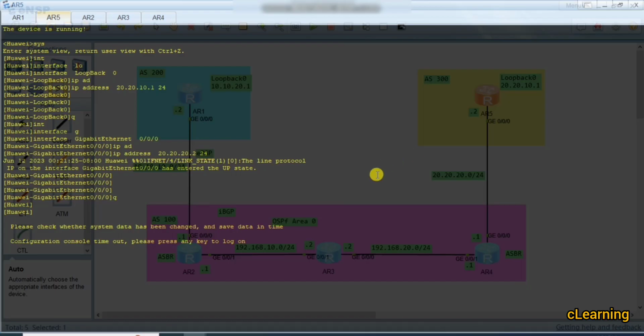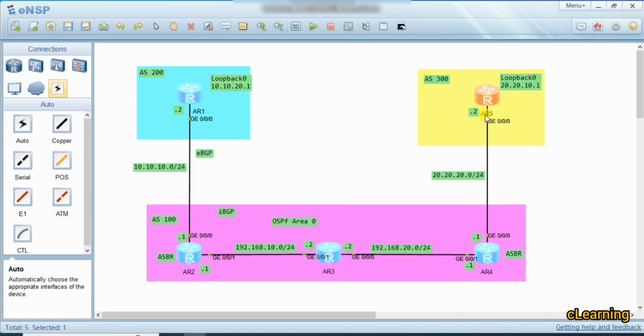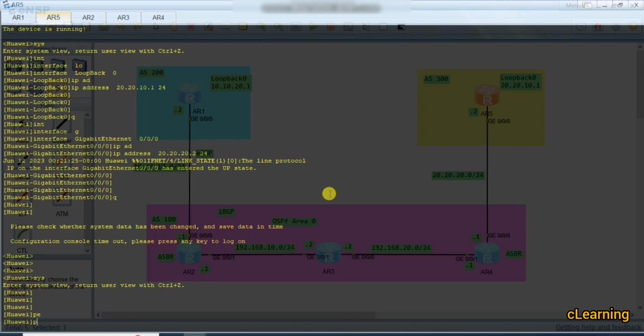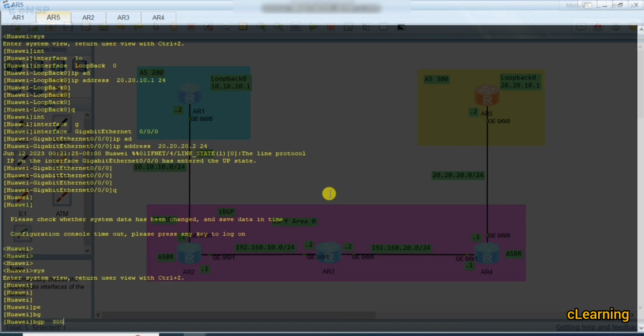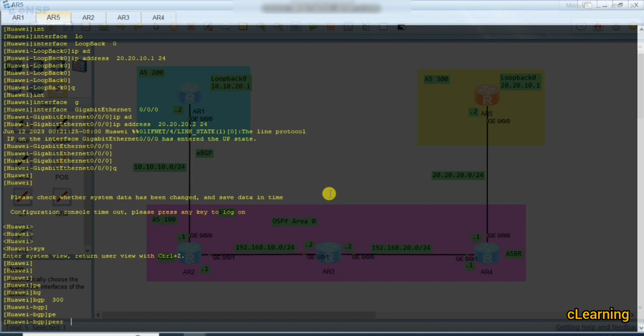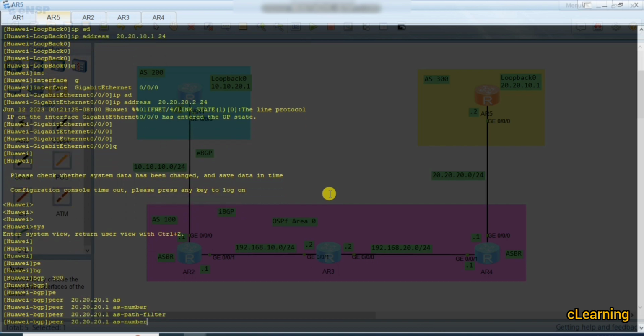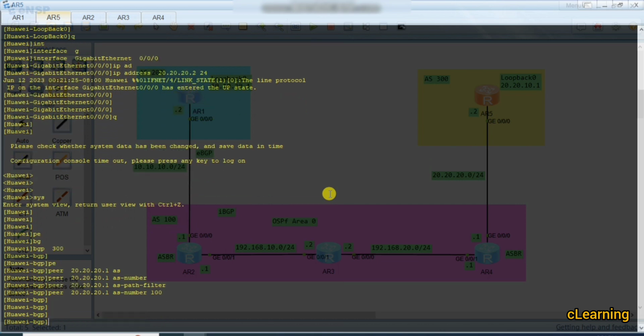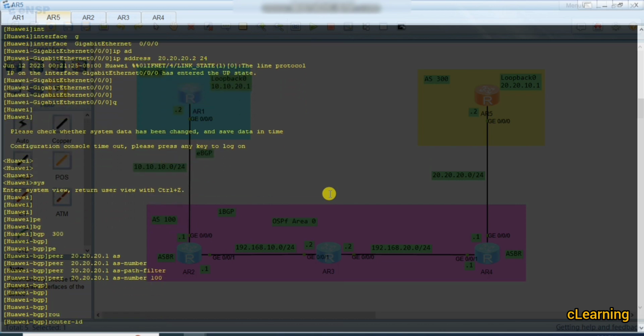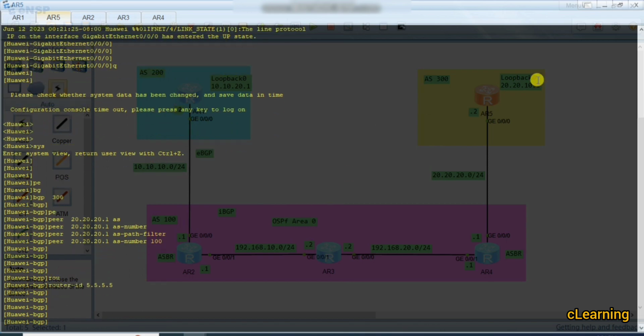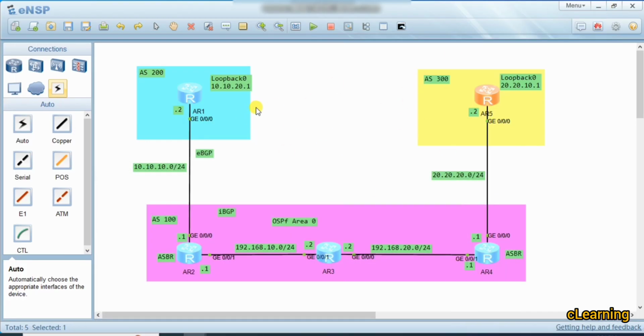Now we go here and do the same. On this interface we only create one peer, which would be the eBGP between different autonomous systems, the exterior BGP peer. So the BGP 300 peer is 20.20.20.1, and the AS number is 100. You can also give the router ID 5.5.5.5. So now we define the peers with one another.